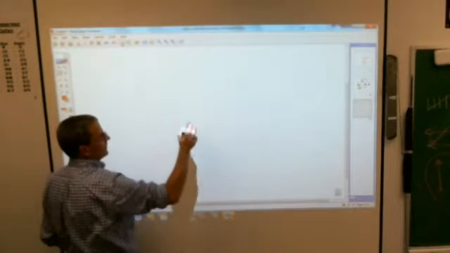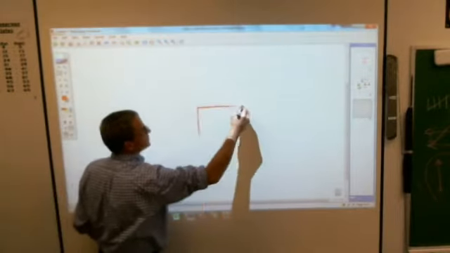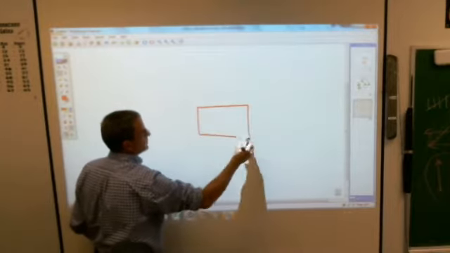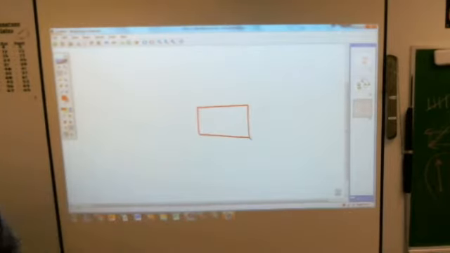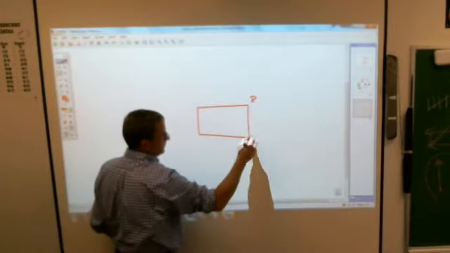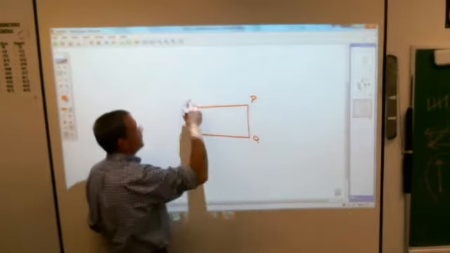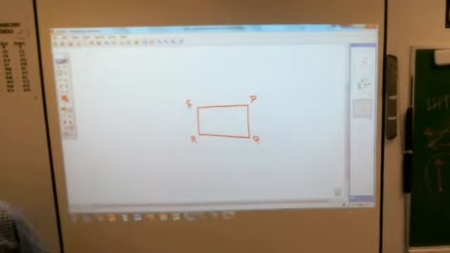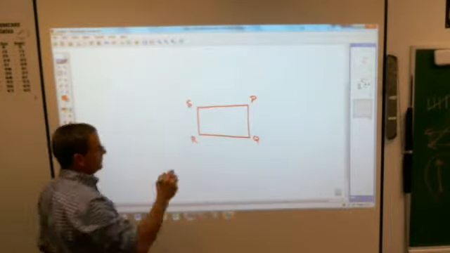If this was a problem in my book, the first thing I would do is sketch rectangle number 1, which is rectangle what? P, Q, R, and S. And I would label the sides accordingly, which is 6 centimeters by 4 centimeters.